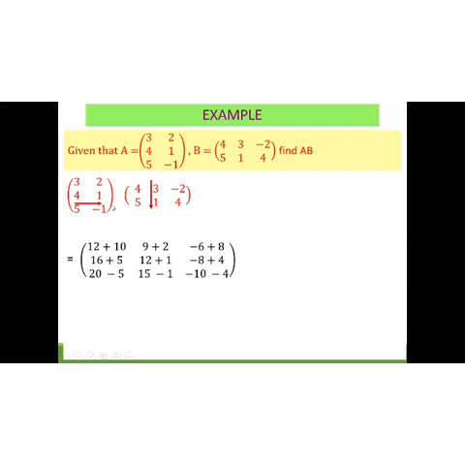Then we still remain on the third row and we multiply by the third column: 5 times minus 2 plus minus 1 times 4. So this is what we have when we lay all of that out. If we add everything together and try to simplify, that should give us 12 plus 10 as 22, 11, 2, 21, 13, minus 4, 15, 14, and minus 14.